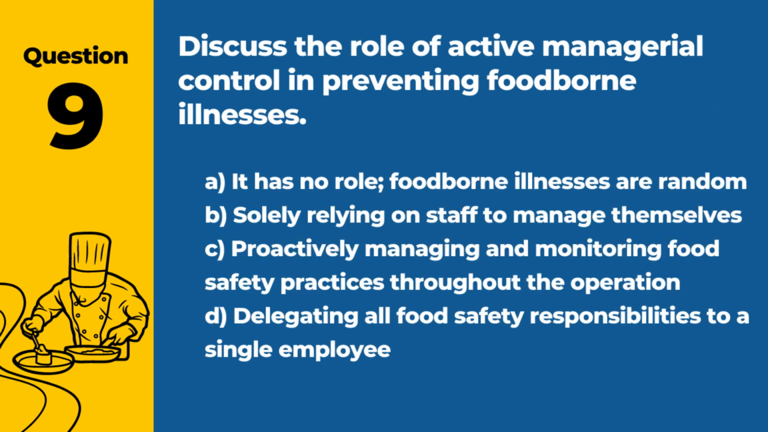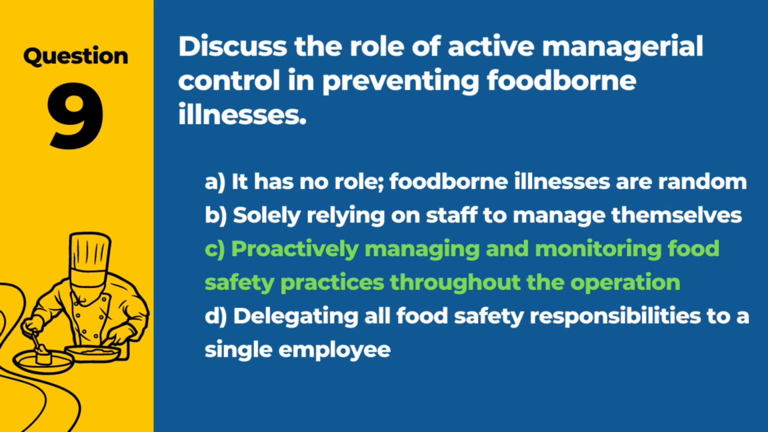Question 9. Discuss the role of active managerial control in preventing foodborne illnesses. A. It has no role. Foodborne illnesses are random. B. Solely relying on staff to manage themselves. C. Proactively managing and monitoring food safety practices throughout the operation. D. Delegating all food safety responsibilities to a single employee.